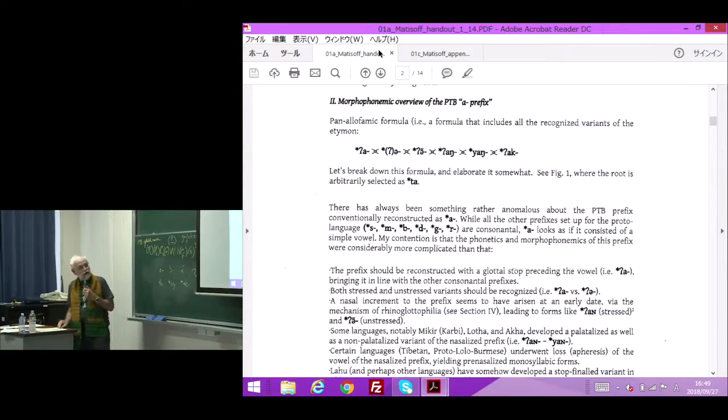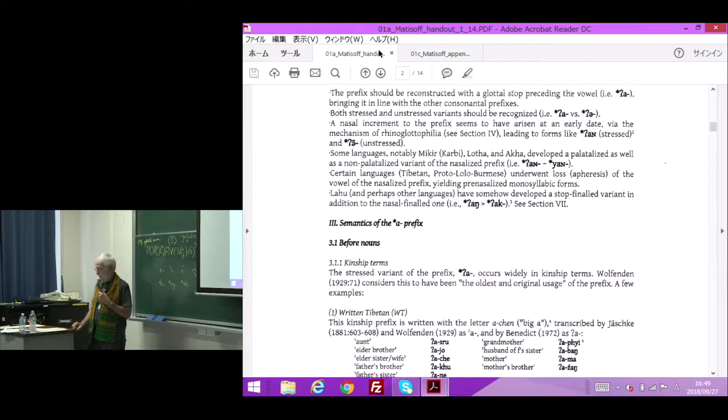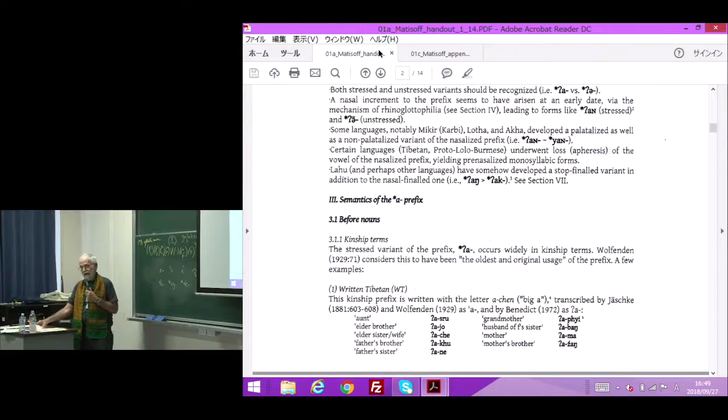Some written Tibetan kinship terms are listed at the bottom of the page. By the way, I just received a copy of Yankee Modi's Milang grammar, and there on page 120, she talks about A being used with kinship terms. So in that Macro-Tani language also, you get the same thing.